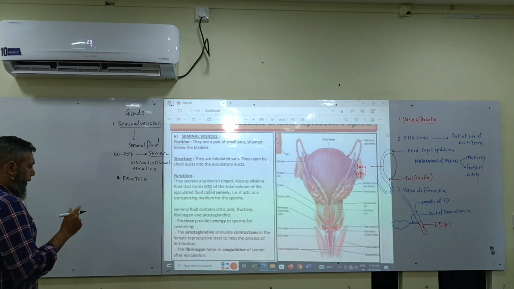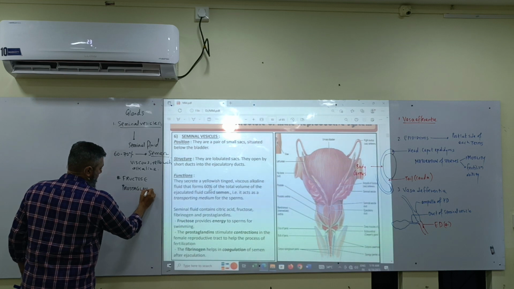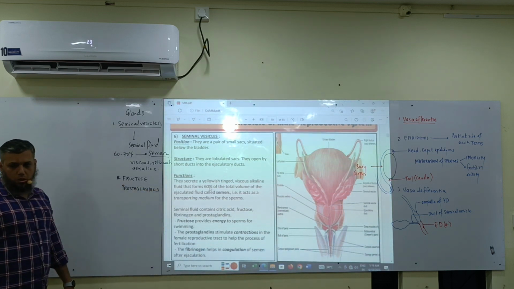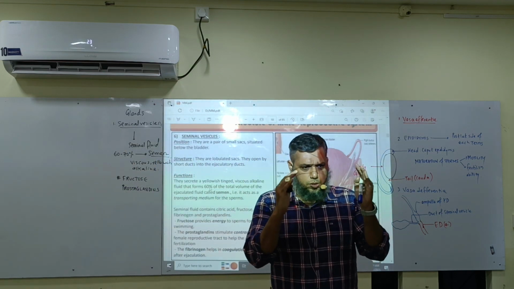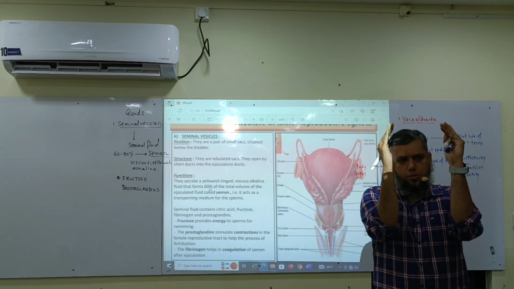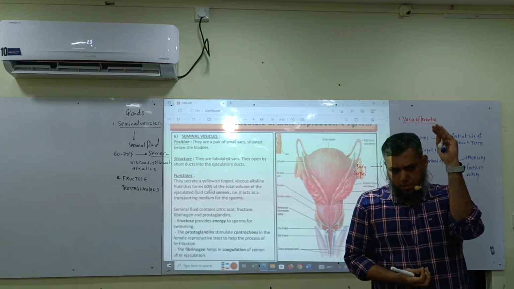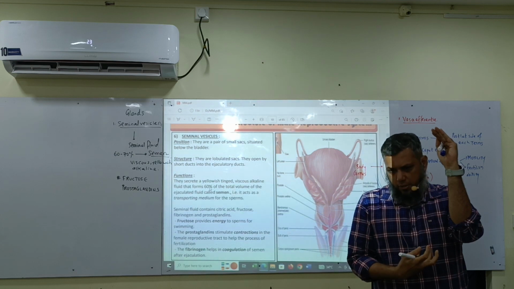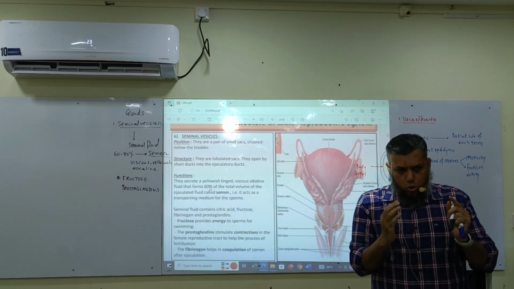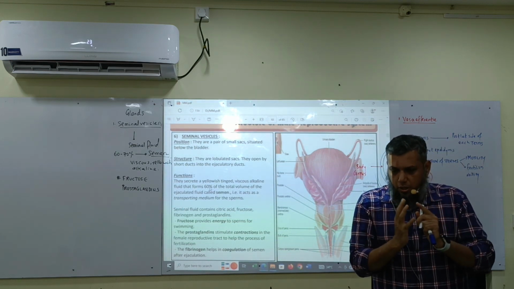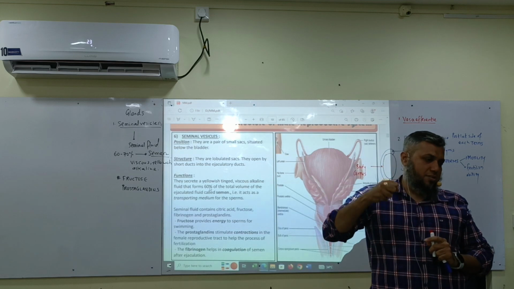Then it contains chemicals called prostaglandins. Who is this? The uterus. Okay. And when the semen is ejaculated in the vagina, because of the prostaglandins, the walls of the uterus will show slight contractions, which will help to pull the semen into the uterus.